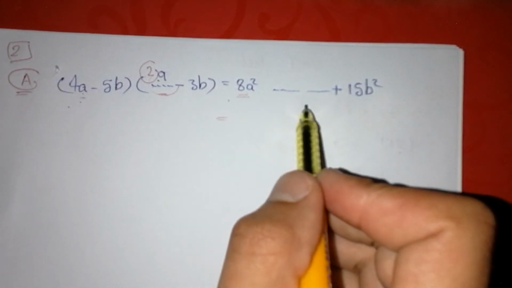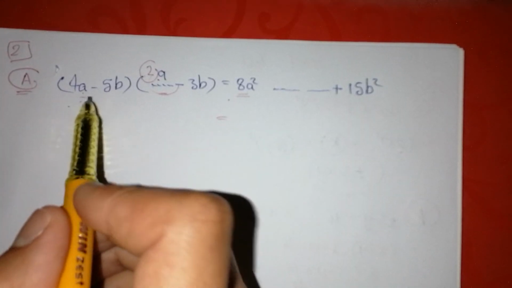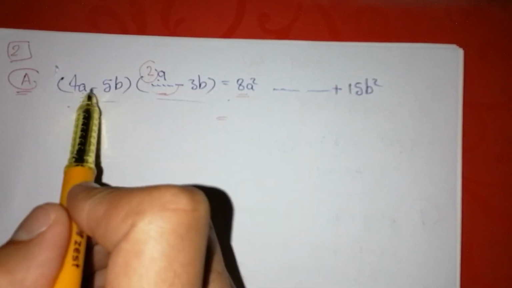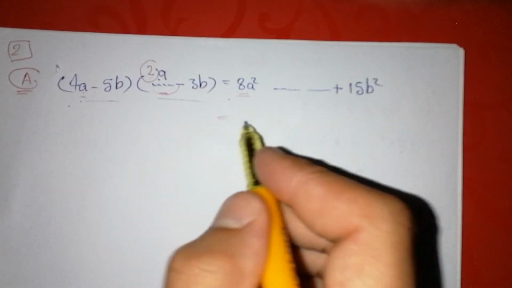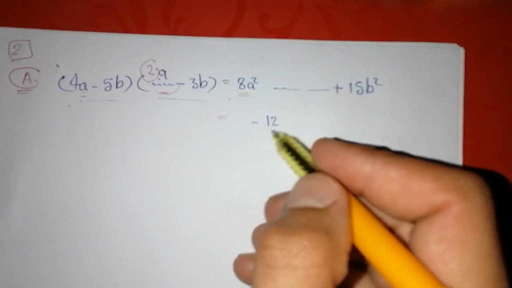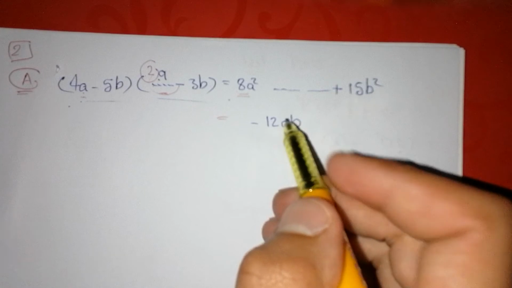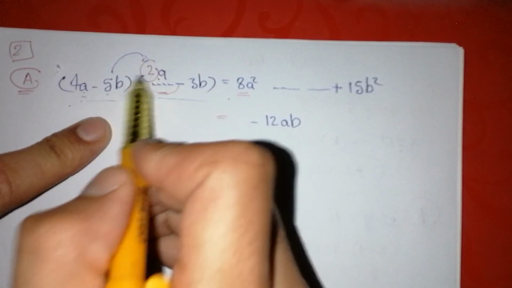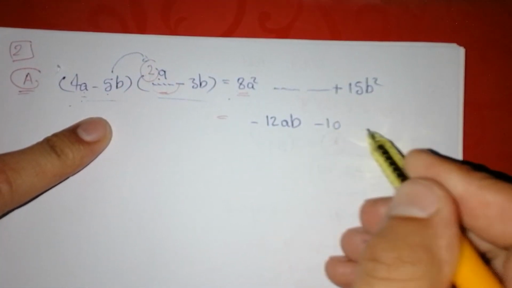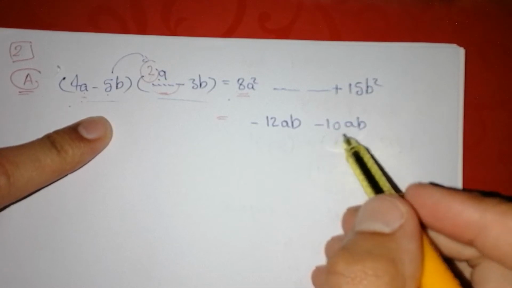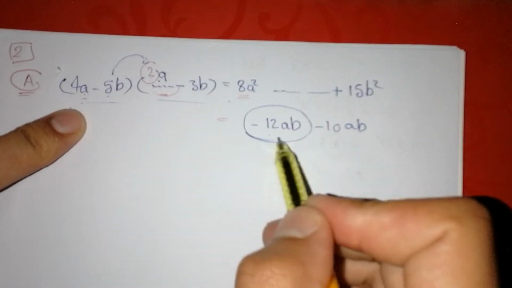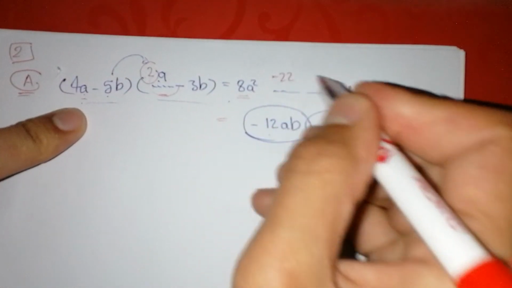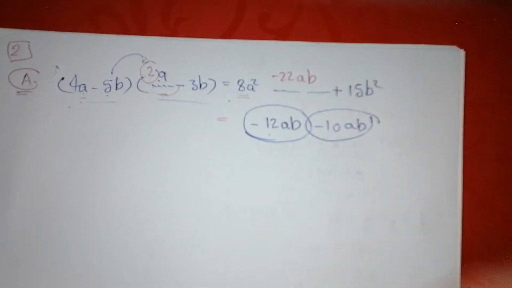And then we want to find the middle term. The middle term can be found by multiplying the two brackets and finding the middle term. So 4a by 2a is equal to 4a squared. And then we have 4a by negative 3b. So 4 by 3 is equal to 12, so negative 12ab. And then we have negative 5b by 2a, which is negative 5 by 2, equal to negative 10ab. So negative 12ab and negative 10ab is equal to negative 22ab. So the middle term is negative 22ab.